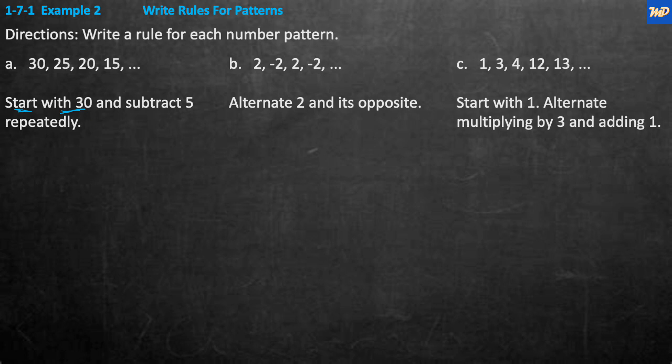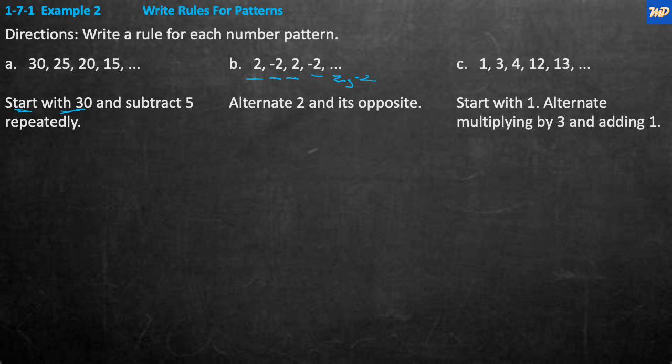What is this pattern? We have a 2, a -2, a 2, a -2. The next one's going to probably be a 2 and then a -2, right? So what is that rule? Alternate 2 and its opposite. So first you have 2, then you have its opposite. Then 2, its opposite, 2, its opposite. And then we're going to have 2 and its opposite.